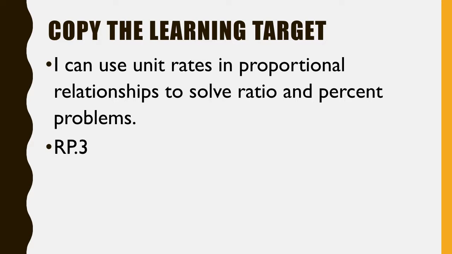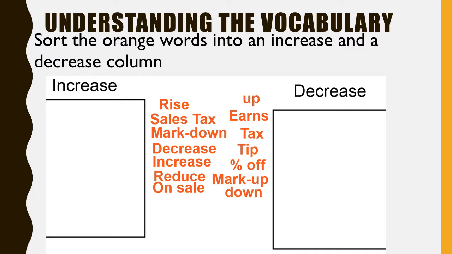So now we're going to take what we know with proportions and unit rates and how to use a calculator and do some harder problems. First, we got to understand the vocabulary. Sort the orange words into increase and a decrease column.